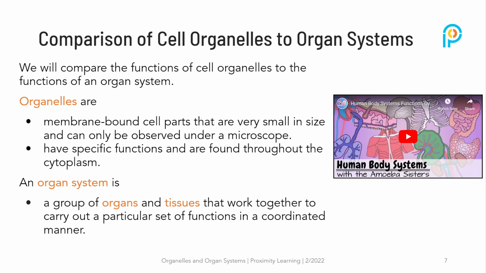a plant cell. An organ system is a group of organs and tissues that work together to carry out a particular set of functions in a coordinated manner. And we're going to start out with an Amoeba Sisters Human Body Systems video.